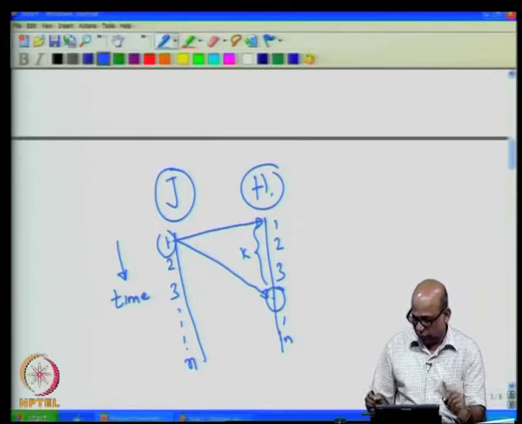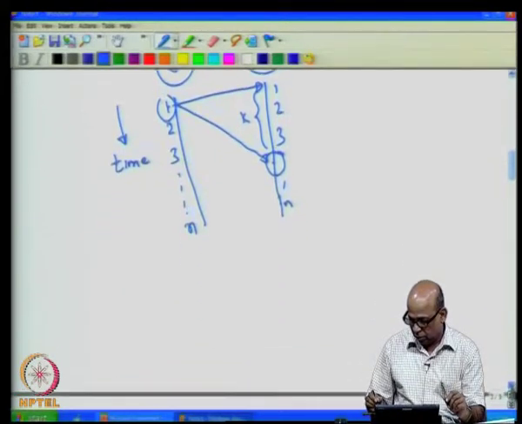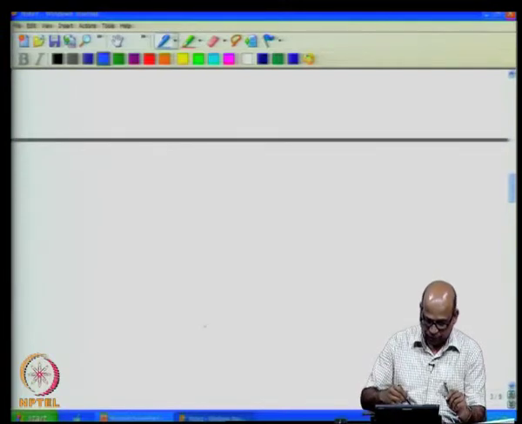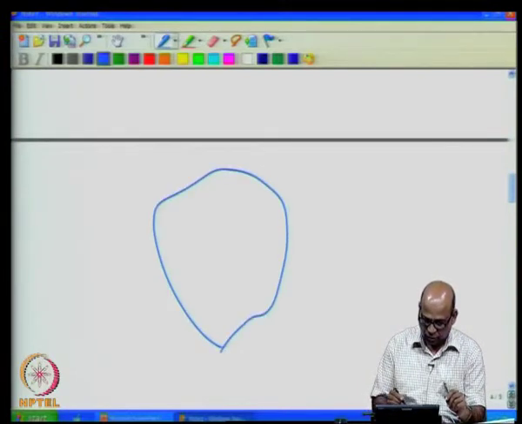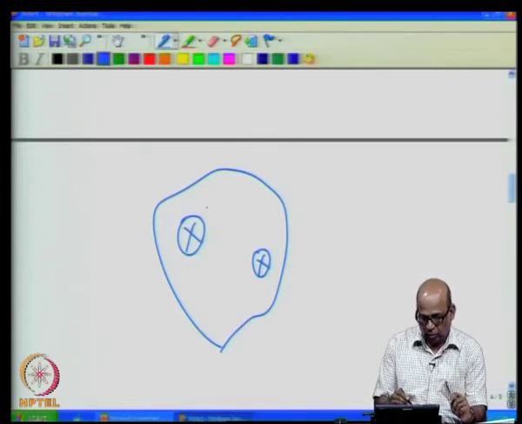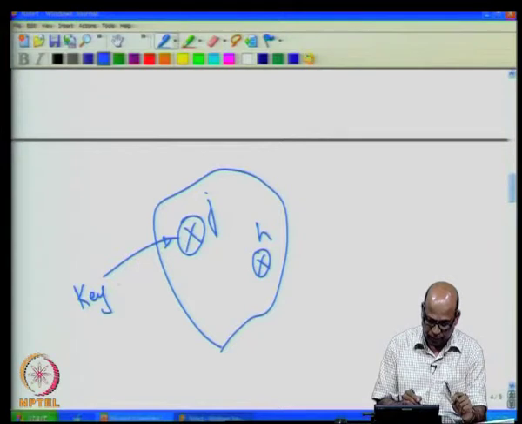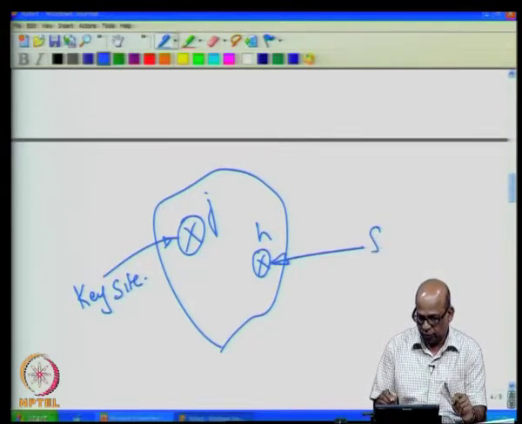We have two sites now for the watershed, and we want to generate data on both the sites. Let us say this is the watershed and this is site number, we will call this j, this is H, and this is what we call a key site, and this is called the subordinate site.